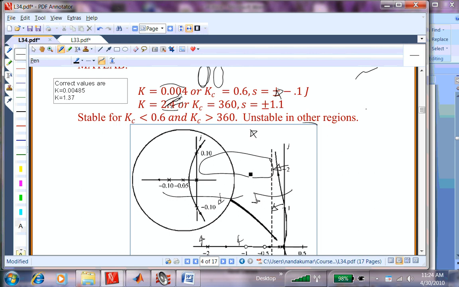And what I would like you to do is take this problem, play with MATLAB. Maybe I'll put this as part of the last assignment problem. Okay. The numbers in here are not quite right. And I want you to find out what are the correct values. K is not 0.004. It actually comes out to be 0.00485. And what they're saying here is at that value of K, the root should be purely imaginary. So it says it's plus or minus 0.1j. And when k equals 2.4, it's plus or minus 1.1j. Find out the correct values using the root locus method.